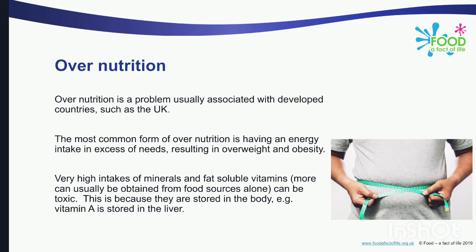What is overnutrition? Overnutrition is a problem usually associated with developed countries. The most common form of overnutrition is having an energy intake in excess of need, resulting in overweight and obesity. Very high intakes of minerals and fat soluble vitamins, more than can usually be obtained from food sources alone, can be toxic. This is because they are stored in the body. Example: vitamin A is stored in the liver.